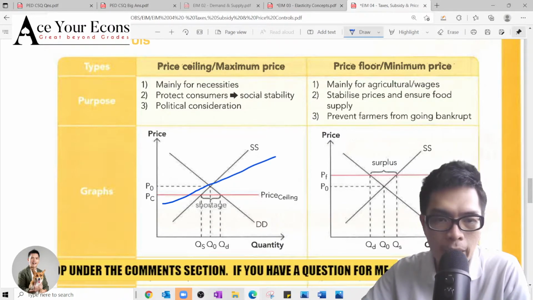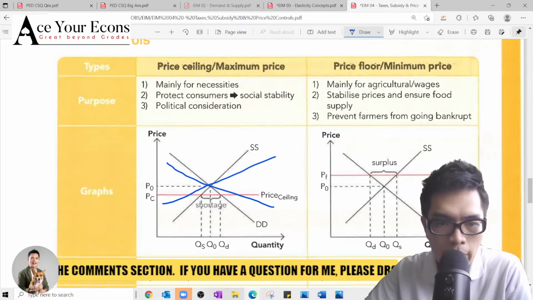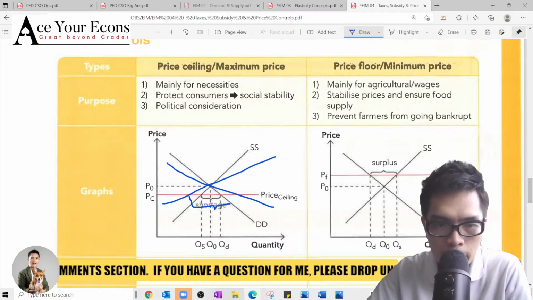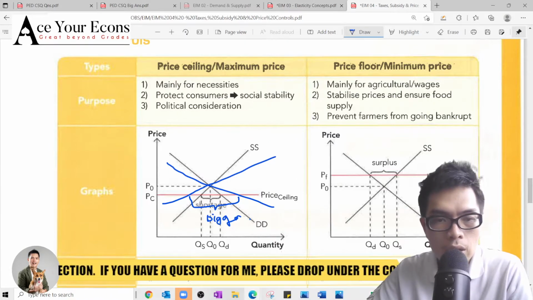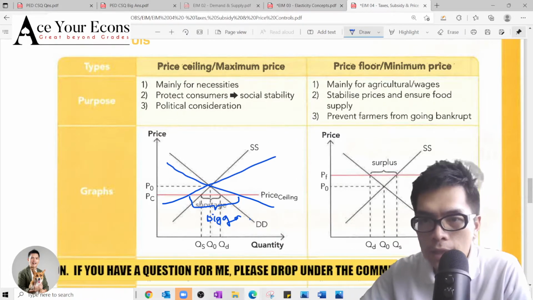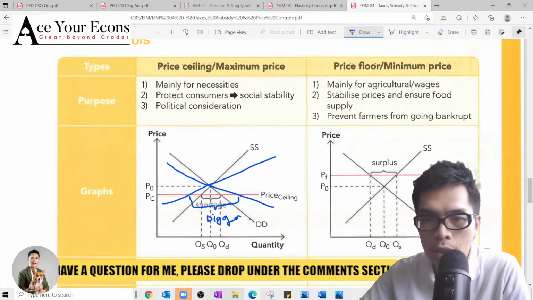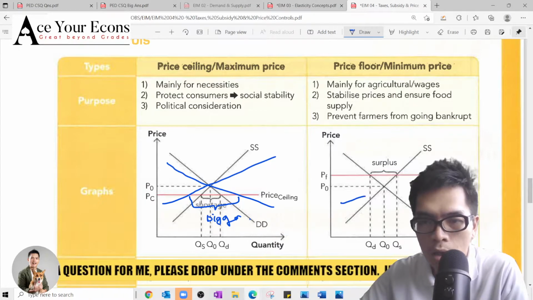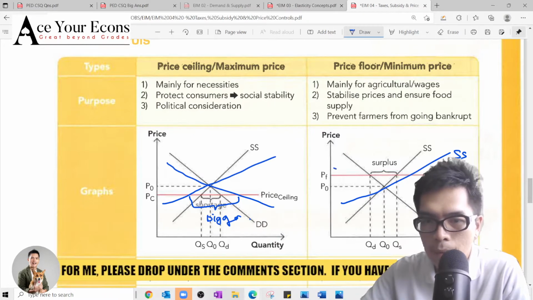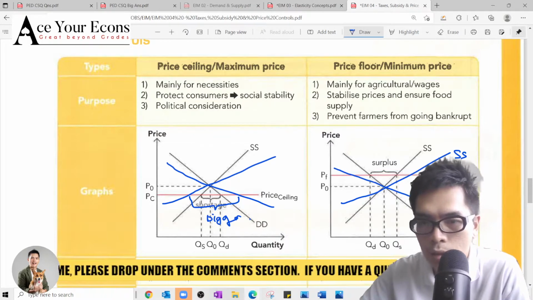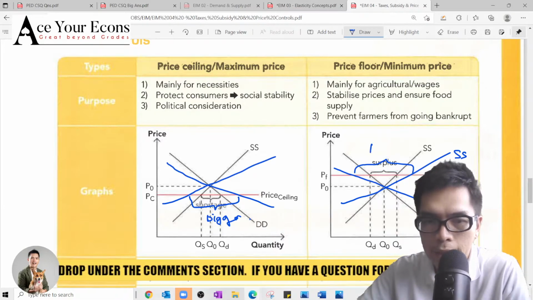Okay, and your supply curve relatively more price elastic as well. So we can see that the degree of shortage will be bigger. Likewise, for a price floor, if you want to aggravate your surplus, all you need to do is just make them relatively more price elastic. Likewise, your demand curve will be relatively more price elastic as well. Then the degree of your surplus will be bigger.